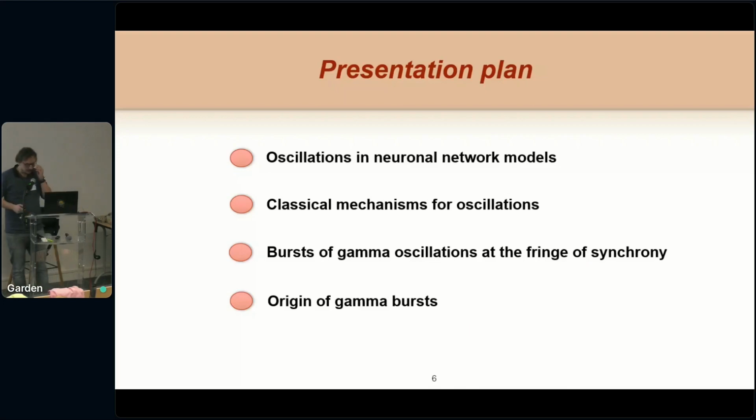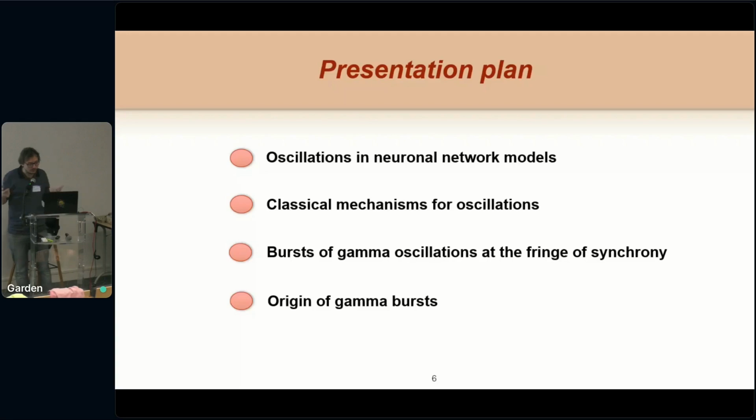This is the simple outline of my presentation. First of all, I will start by talking about general oscillations in neural networks and how they have been modeled so far in the literature. I will talk about the classical mechanisms for oscillations that have been studied since the 70s, for many years. And then I will focus on one specific example that we are studying, which is gamma oscillations in the hippocampus, where we study these oscillations in terms of their complexity and their burstiness.